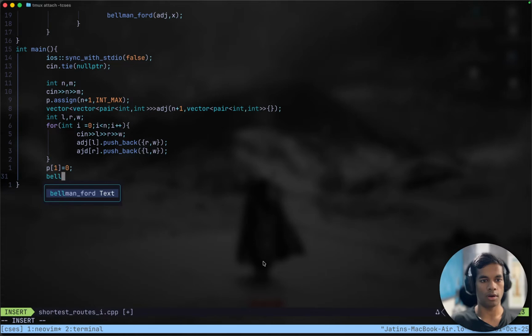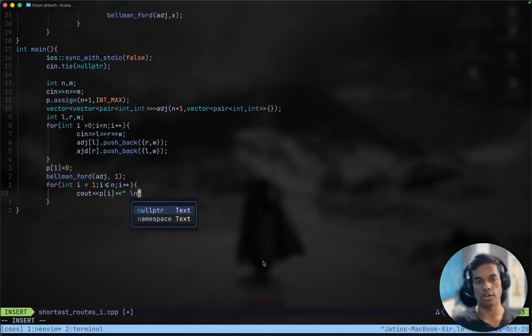Here we will call Bellman with the graph data starting from node 1, and then we will output everything: for i less than or equal to n, i plus plus, cout the shortest path to get to i, and we will then output a space or a new line depending on i's value.